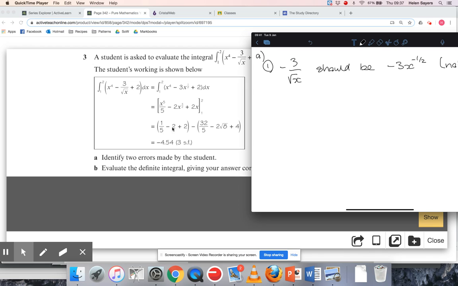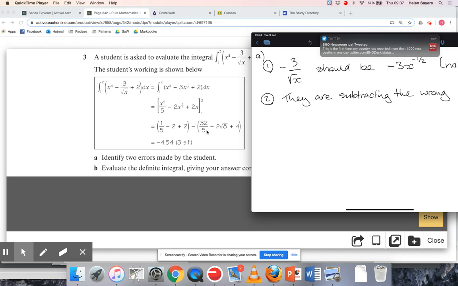But then if I look closely, the first set of brackets is where they've substituted in 1, and the second set is where they've substituted in 2. So they're doing the subtraction the wrong way round. Okay, so I'm going to just put that in words, and so I'll put they're subtracting the wrong way round. And I'd just be a bit worried that was a bit too vague. Might be enough. So they're subtracting the wrong way round.